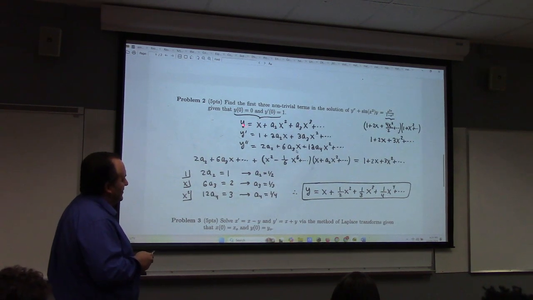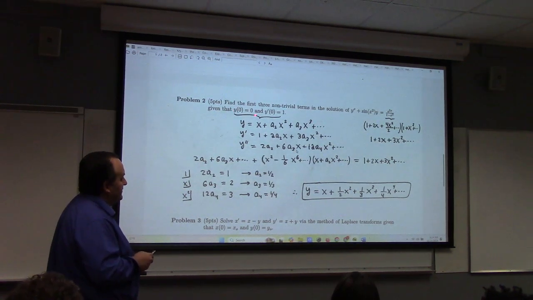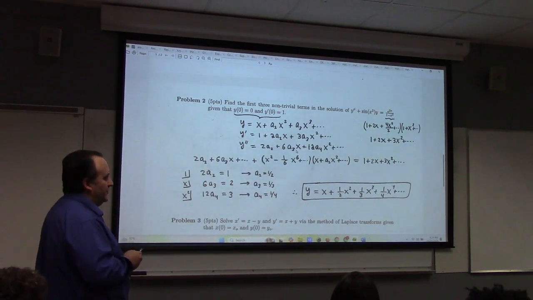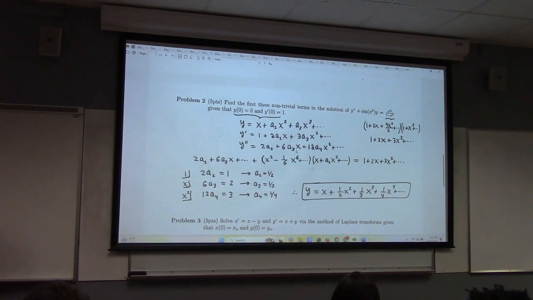Why is there no constant term here? y of 0 is 0, right? So don't forget the meaning of the initial value and the initial derivative. That gives me the coefficients respectively of the 0th term and the first term. This is Taylor's theorem. Or if you like, it's calculus 1. Those are the coefficients that you see on the equation of the tangent line, right? The y-intercept and the slope.